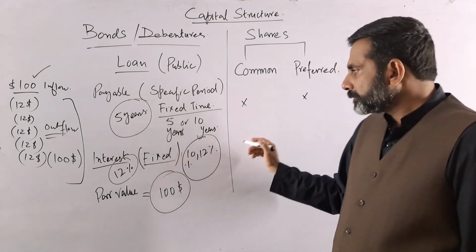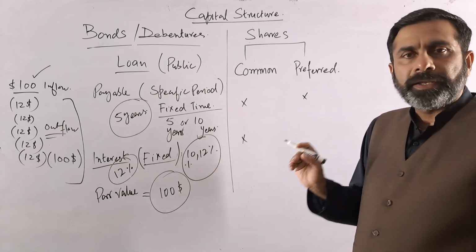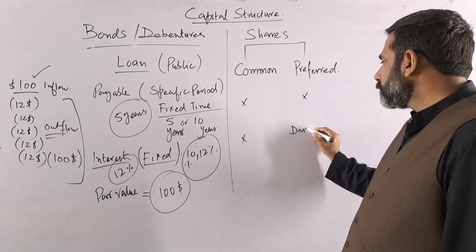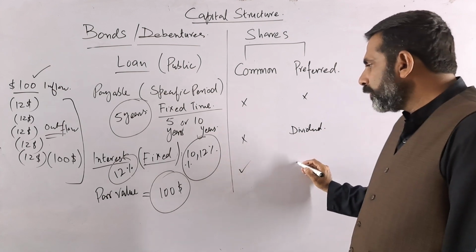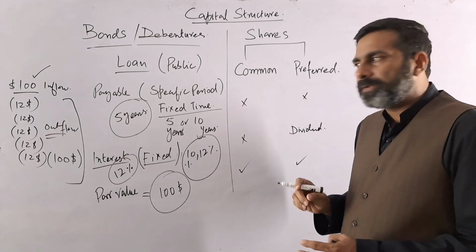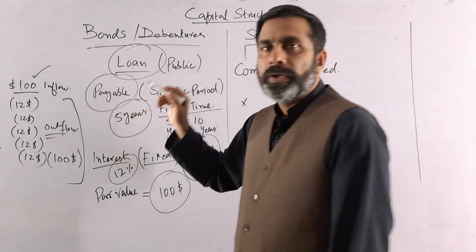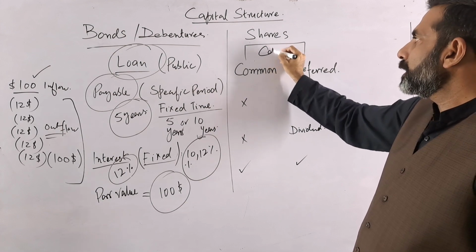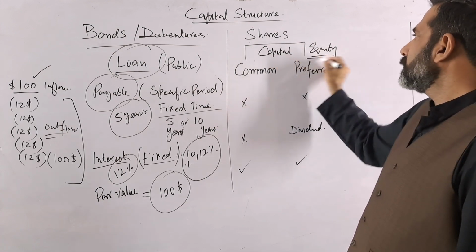Again, in the preferred shares there is no fixed time period. Here, the rate of interest is fixed, but in shares there is no fixed dividend, though maybe the possibility is there. And they have a par value here and here, but the main difference is that this is a payable, a loan, a liability, and this is the shares, so it is the capital or the equity of the company. So this is the main thing.